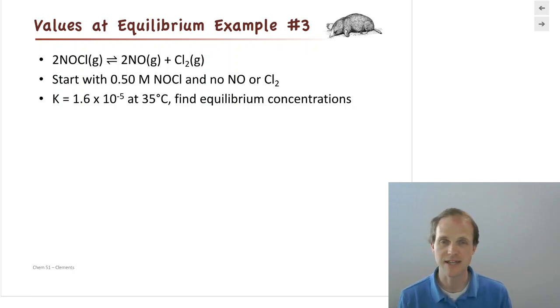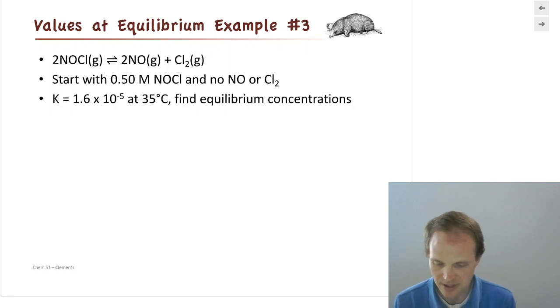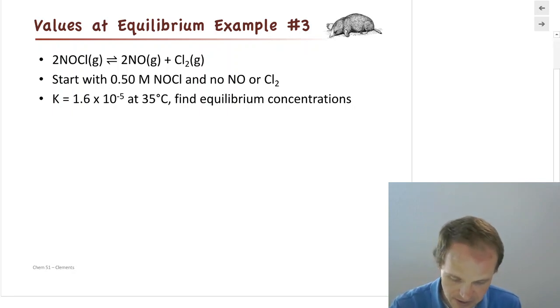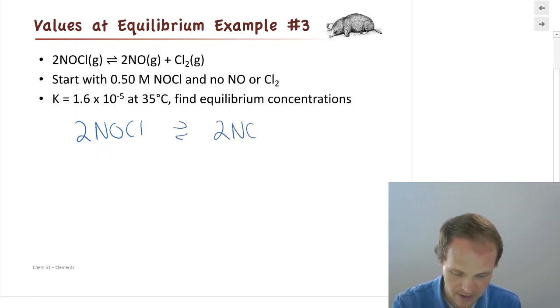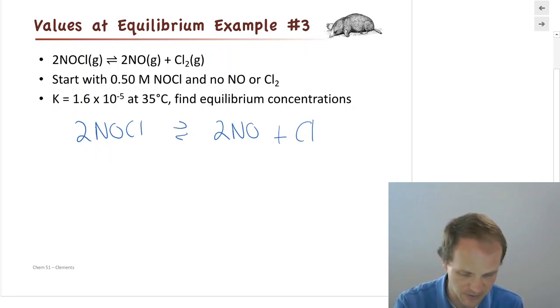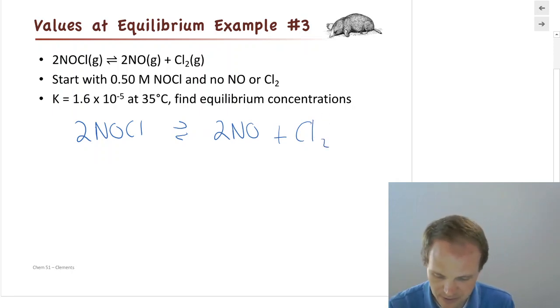But we do everything exactly the same way. We write out our ICE table, we write down the K expression, we substitute it in, and then we try to solve. So let's see what this problem brings to us. We're going to start out by writing our reaction over again. 2NOCl goes to 2NO plus Cl2. And then we'll do our ICE table.